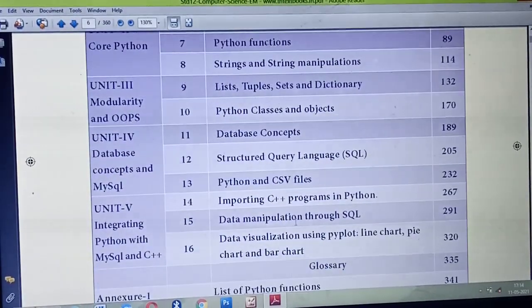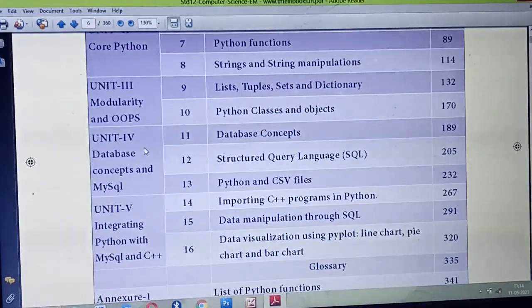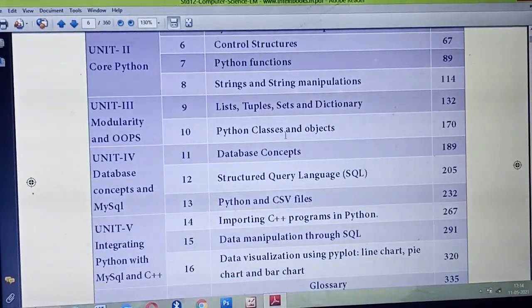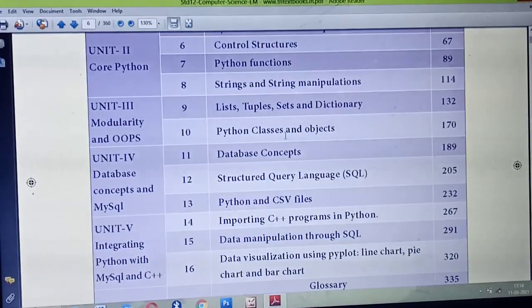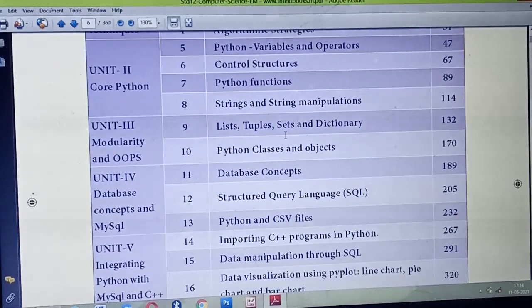Then the fifth unit consists of 3 chapters. Here you are going to implement a lot of things in Python, just as last year you studied C++. So this is your syllabus, and I am just giving the overview. In the textbook itself they have divided the unit this way. If you split it like this and study, I am telling you surely you can score a centum mark. So understood, this is the syllabus for your 12th standard.